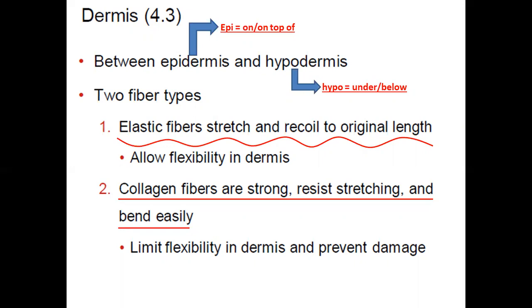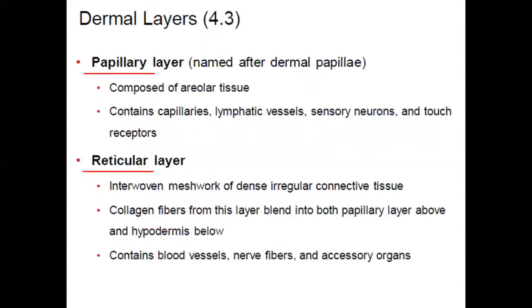And collagen fibers are super strong. They don't branch, they resist stretching, but they bend easily. So these will limit flexibility in the dermis. If you've ever heard of collagen on commercials for skincare products, your skin produces collagen. As you get older, it doesn't produce collagen as well, and the integrity of those fibers declines. So that's why we end up getting wrinkles as we get older, because collagen and elastic fibers aren't as good at their job as they used to be.